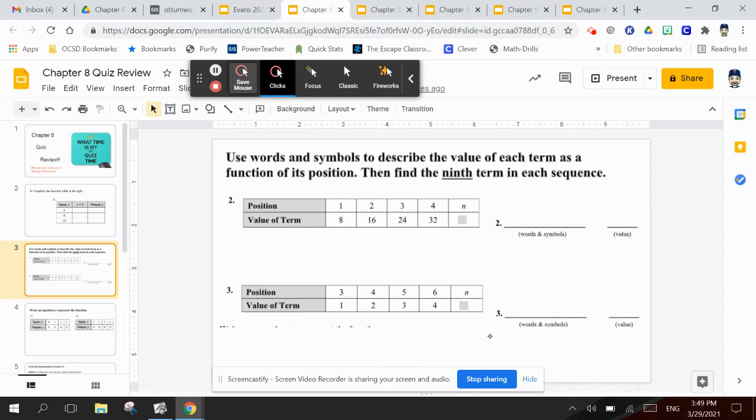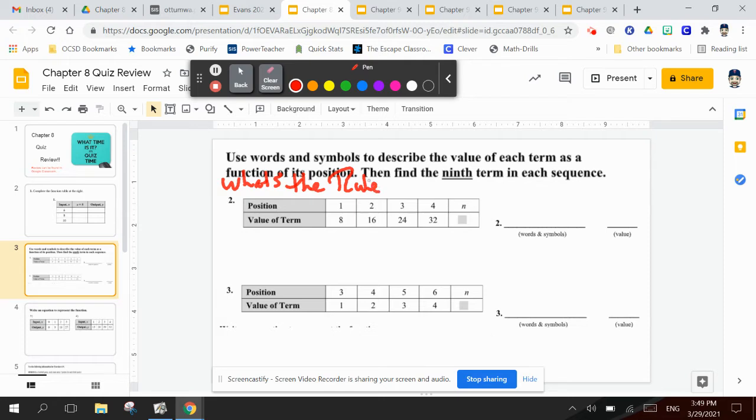In question number 2, we have to use words and symbols to describe the value of each term as a function of its position. So in other words, what's the rule? Then we have to find the 9th term in each sequence.